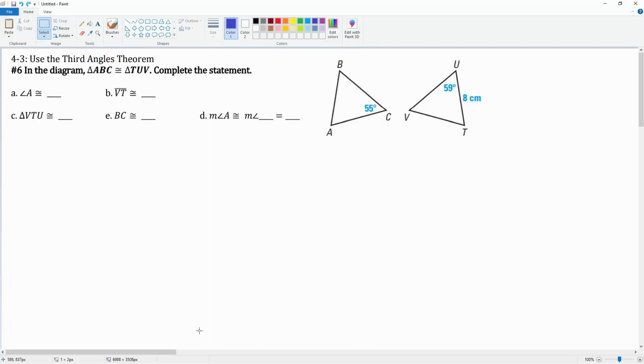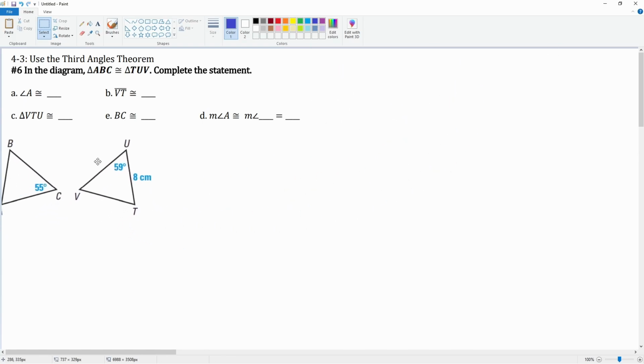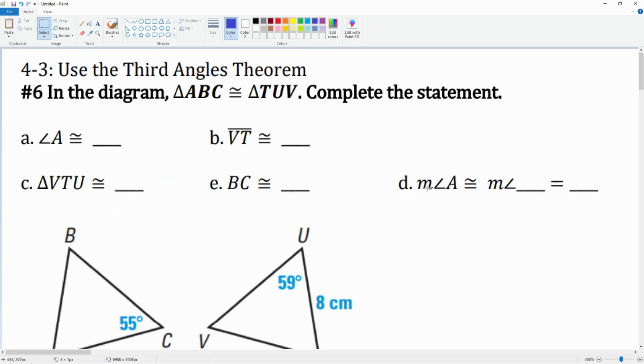4-3, you're going to use the third angle theorem. Number 5, in the diagram, triangle ABC is congruent to triangle TUV. We're going to complete the statement. I decided to move this image here so we can see it much better. I'm going to zoom in here.